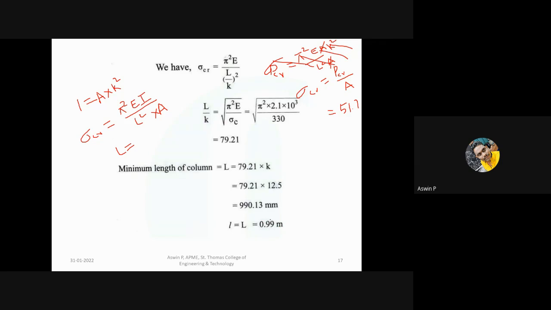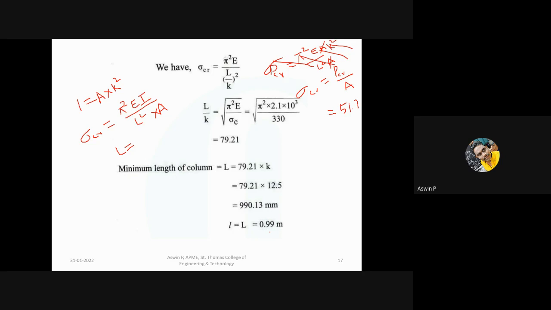Above this value, that is above 0.99 meter, the column will be a long column. Below 0.99 meter, the column will be a short column, where Euler's equation is not applicable. This is what they have asked.